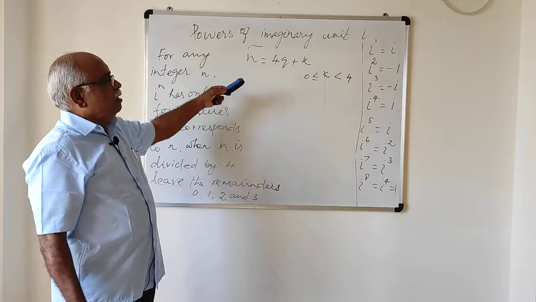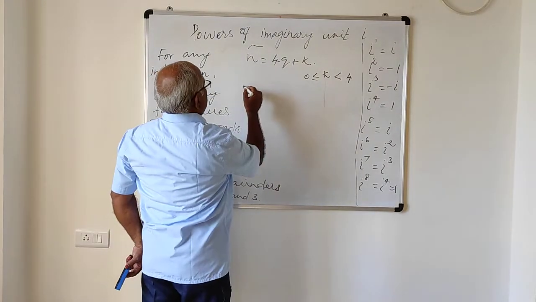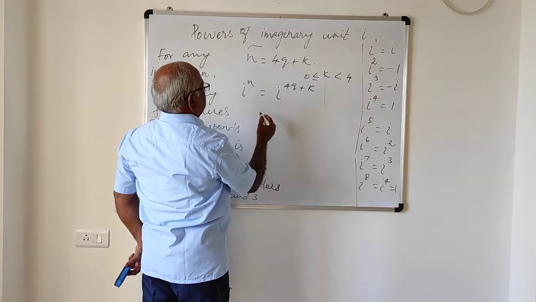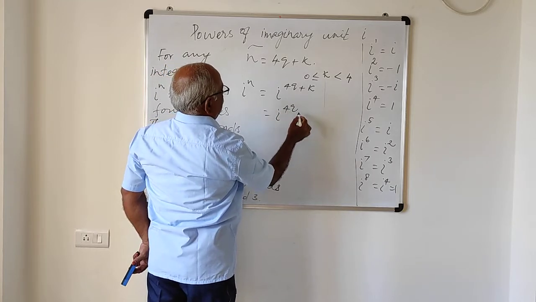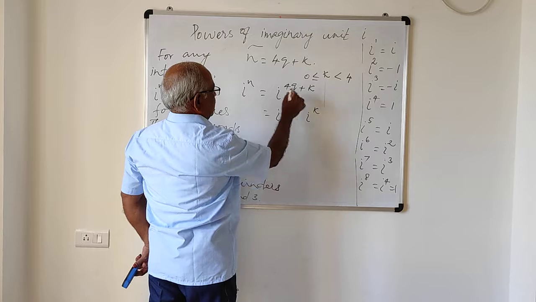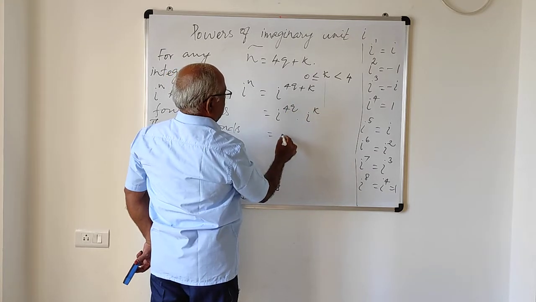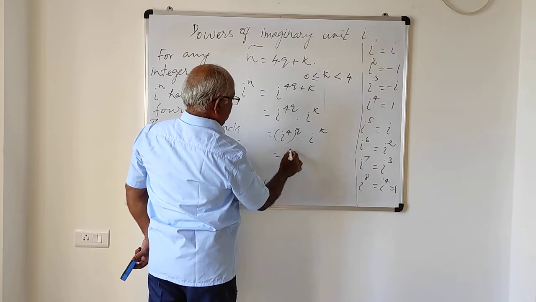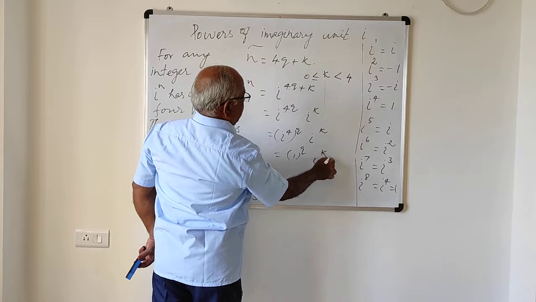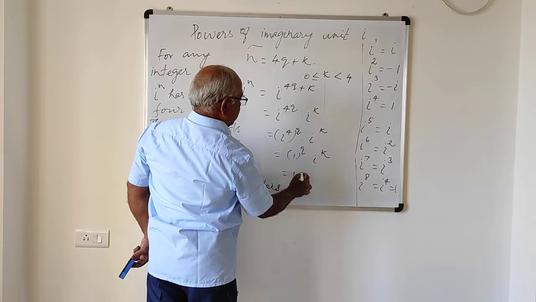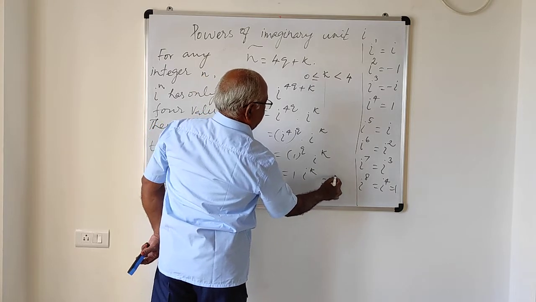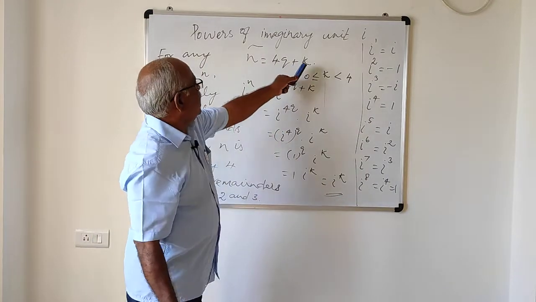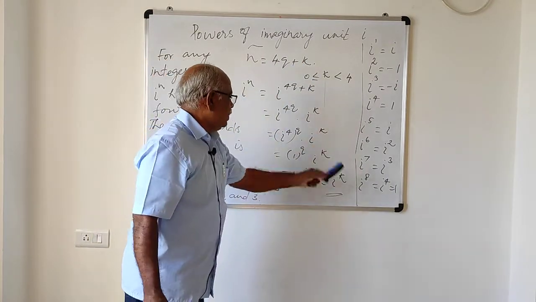Like that, we can find the powers of i. See, i power n is i power 4q plus k. This is equal to i power 4q into i power k. I can put it like this by product rule. This is i power 4 the whole power q into i power k. i power 4 is 1. 1 power q into i power k. 1 power q is 1. 1 into i power k, which is equal to i power k. The remainder values are 0, 1, 2, 3. This is the remainder. It's again i power k only. i power n is i power k only.